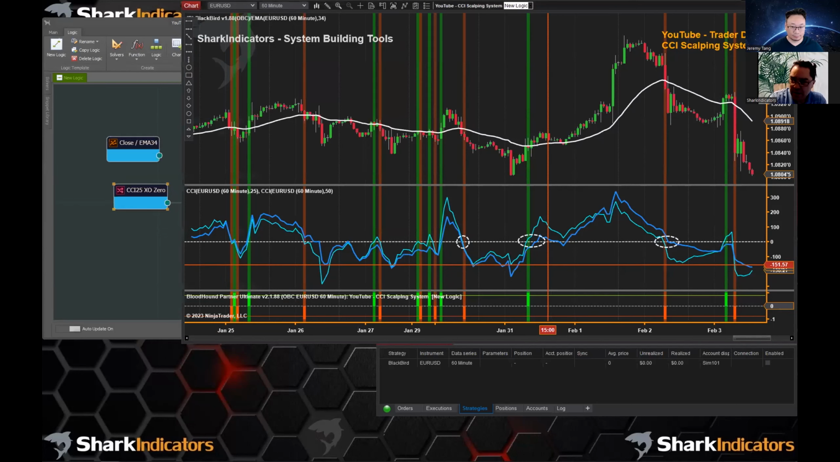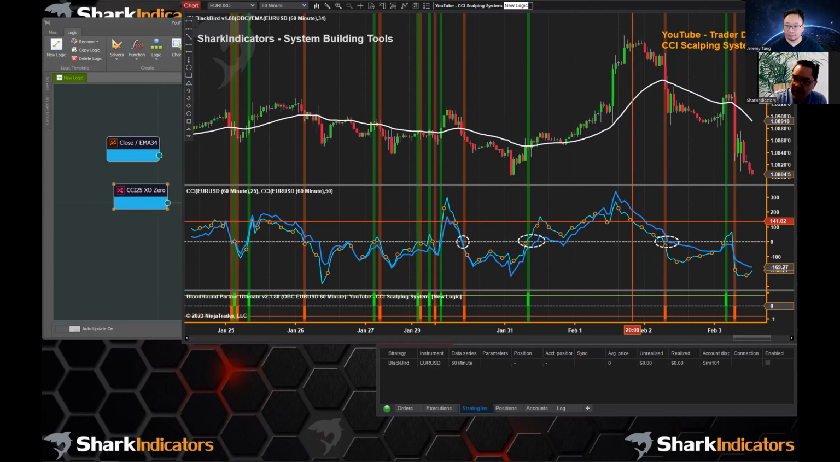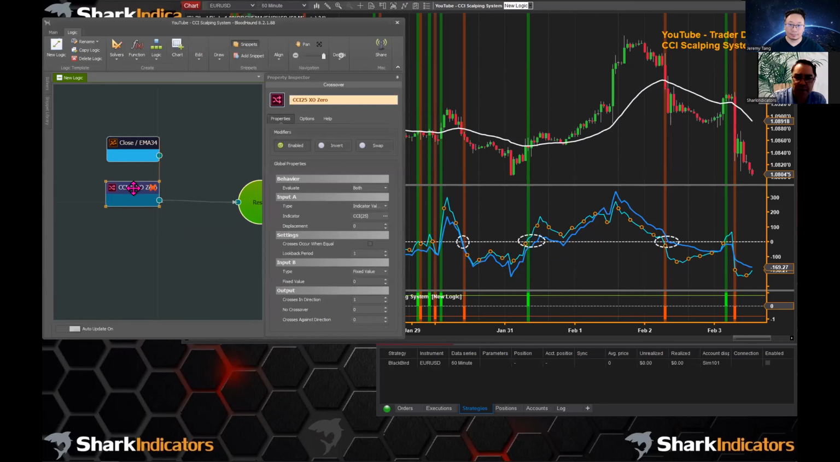And instantly, without having to write any code, I can see on the chart my results. Every time the cyan CCI crosses that zero line, I can see the cross ups are green and the cross downs are red. Pretty straightforward. So we're done with that already.